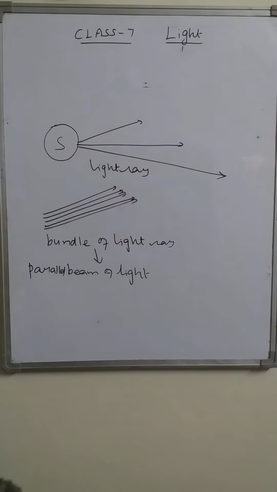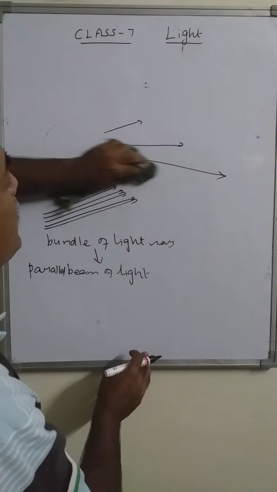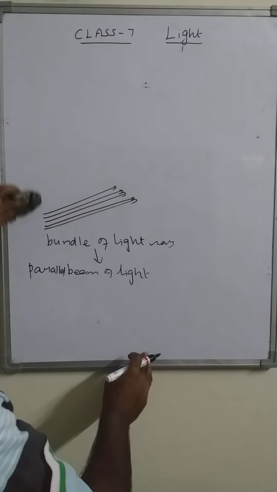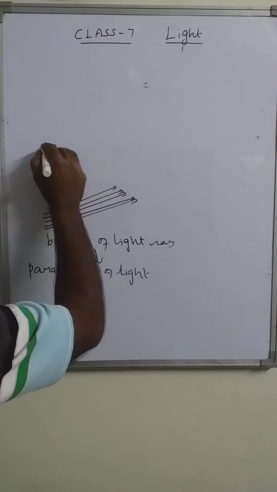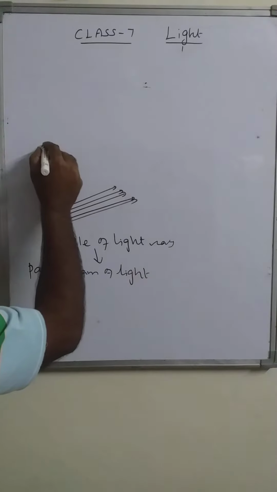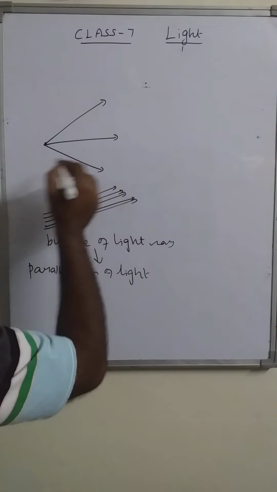Like this, we have two more types of beam of light. Suppose we see the stars in the sky during night time, and the stars appear to be point-like objects. But actually the star is very big in size, even bigger than the sun. From that star, the light is emitted and travels in space in all directions, from a single point.